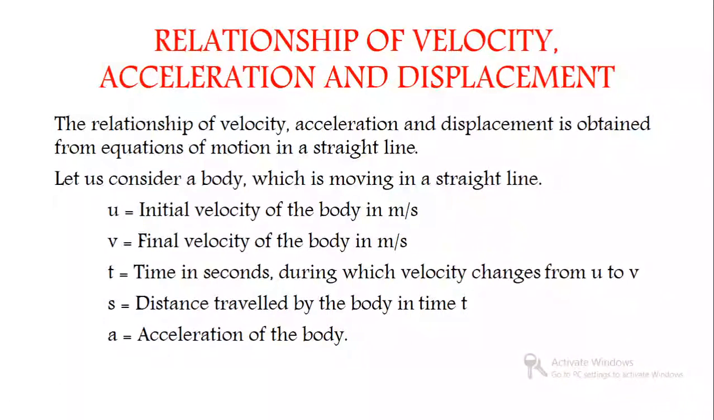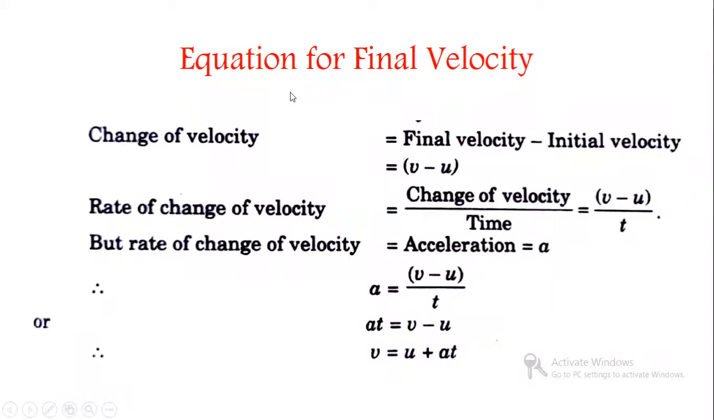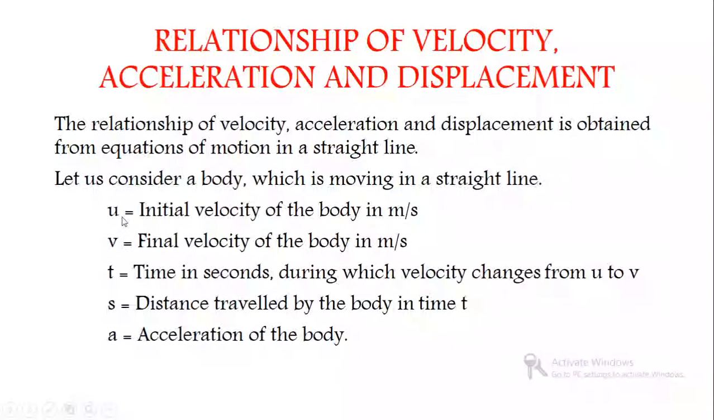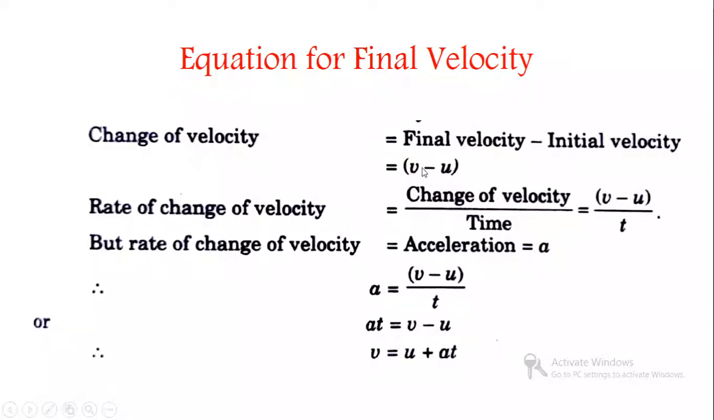First, the equation of final velocity. From this equation, you can find the final velocity of the body or object. Change of velocity equals final velocity minus initial velocity. Final velocity minus initial velocity, we can find the change in velocity, the velocity difference. Here the final velocity is small v and the initial velocity is small u, so the change is v minus u.